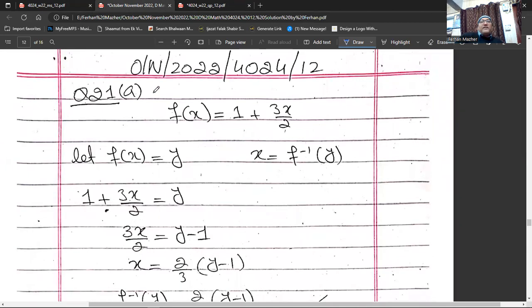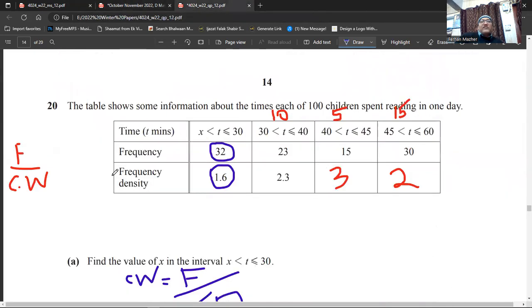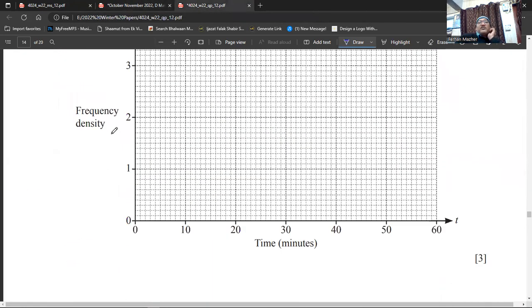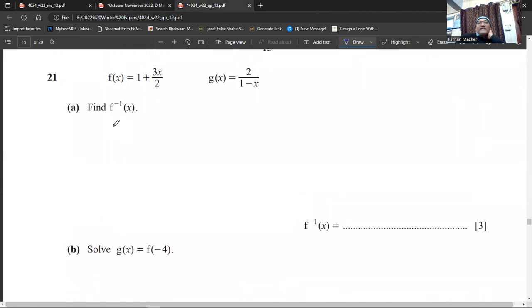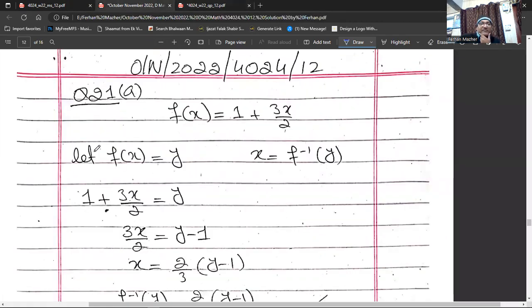Okay, so we are going to the next question. The next question coming up on the screen is question number 21. Very simple. He says f of x is equal to 1 plus 3x by 2. The first question is find f inverse of x. So the method is very simple.